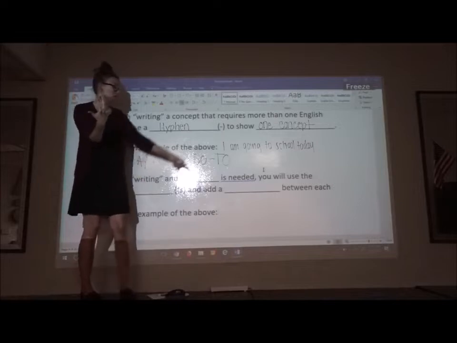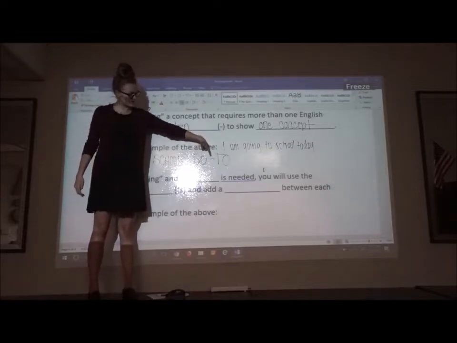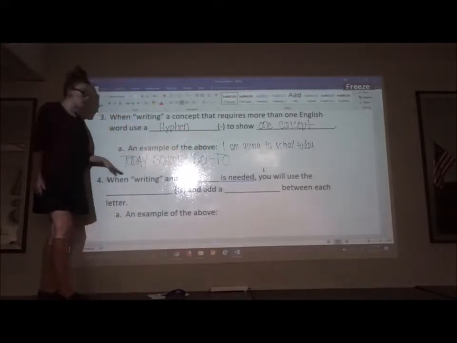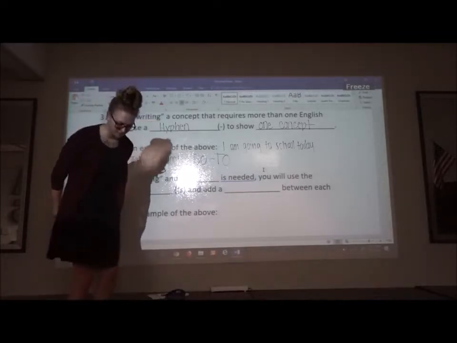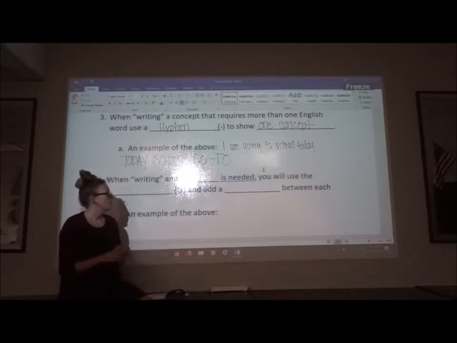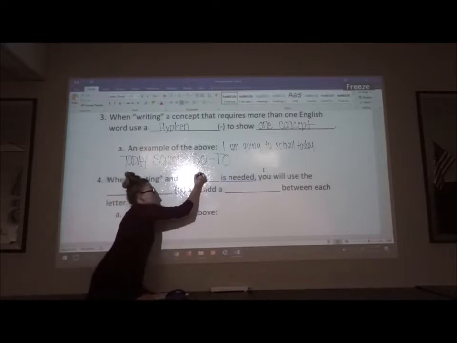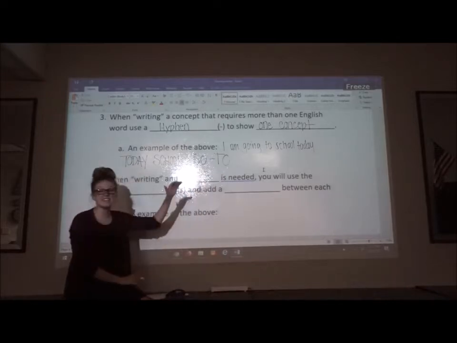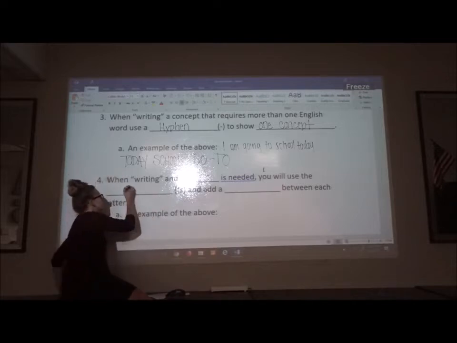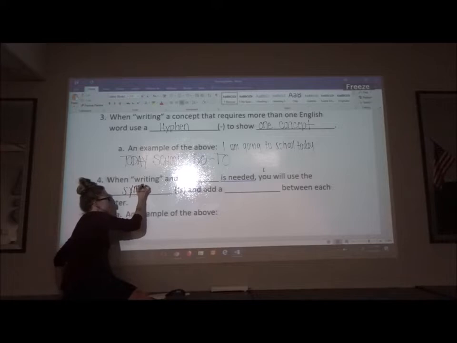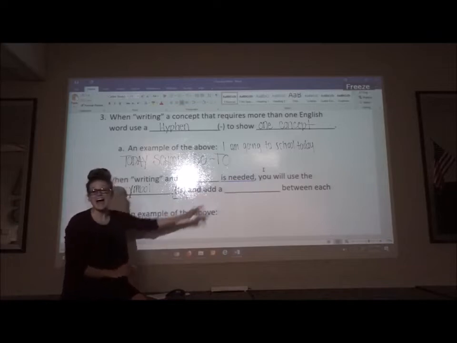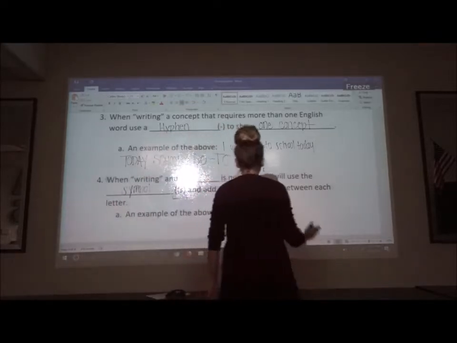Alright, so we have 3 signs. We don't have 4 signs, that's why this is connected with a hyphen. Alright? So then, when writing, let me sit down. When you're writing in gloss and finger spelling is needed, you will use this symbol right here, and add a hyphen between each letter.